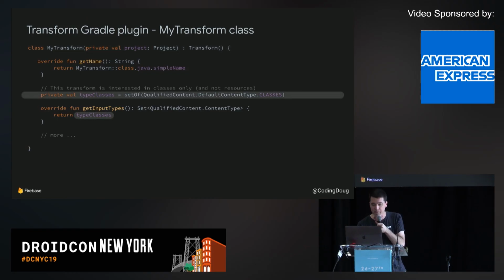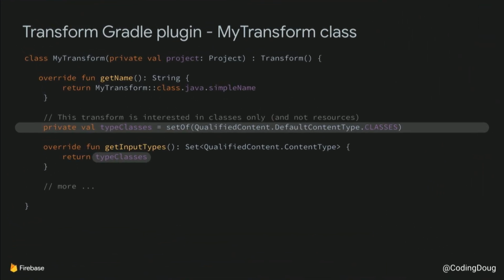Here I'm just giving it the name of the class. And more importantly, we have to tell the transform what it is we want it to work on. So right now I'm telling it I want to work on classes. And I think that's kind of the only thing you can work on right now. In the future, there might be other things like maybe resources. But all I'm doing right now is saying this transform is interested in classes. So after you've compiled, let me know.